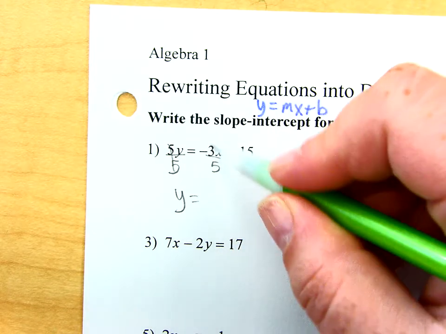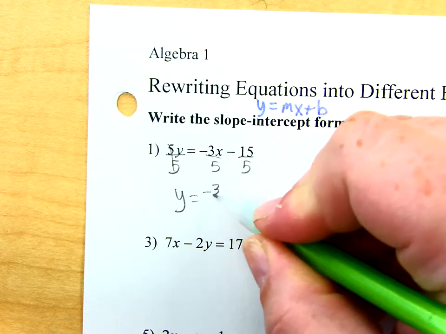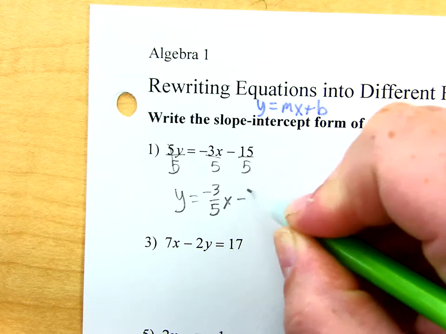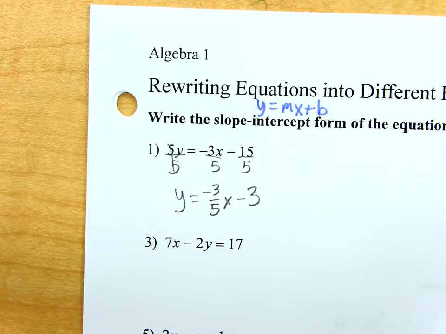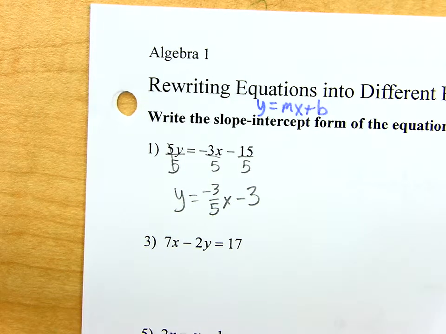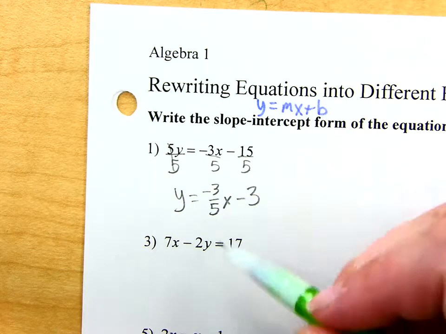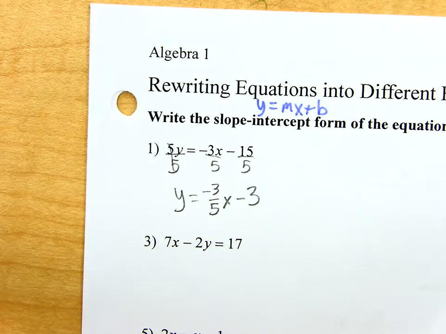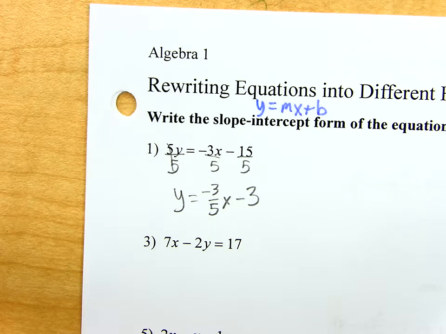3 doesn't divide by 5 nicely, so we just leave it as a fraction. But then 15 divided by 5 is just 3. That is now in slope-intercept form. I have the slope right here, and I have the y-intercept here. I'm done. Unfortunately, some of them require a little bit more work, like number 2.